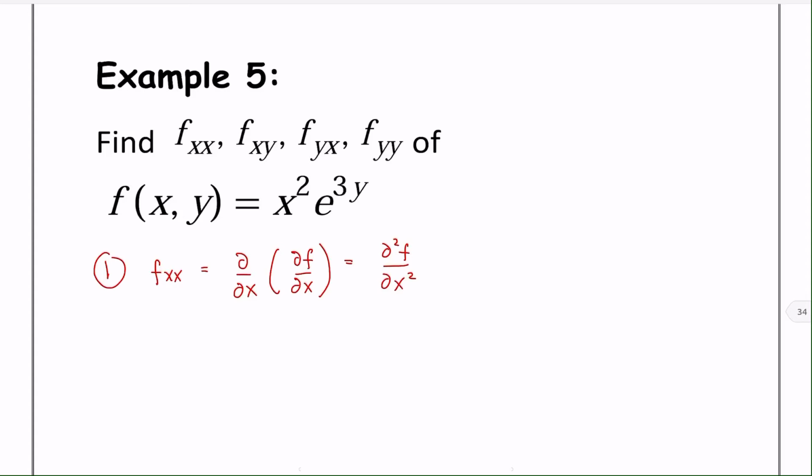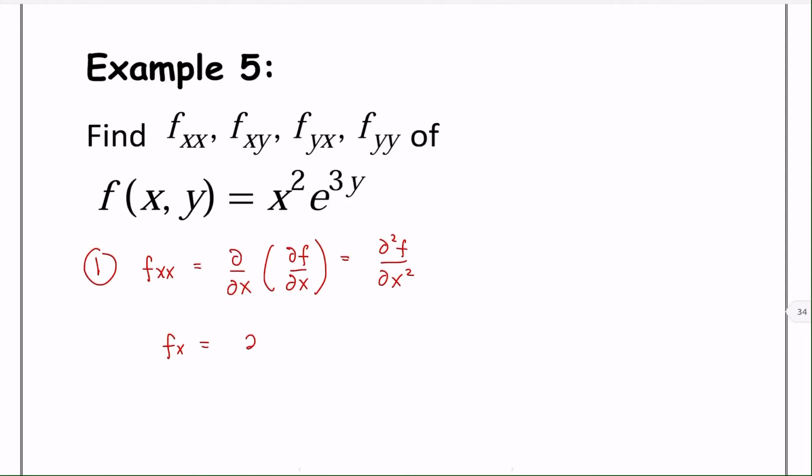So first of course, we need to differentiate with respect to x first. So y we will consider as a constant. So we will obtain 2x e to the power 3y. After that we need to differentiate it again, meaning that we differentiate del x of 2x e 3y. So we will obtain 2e 3y.